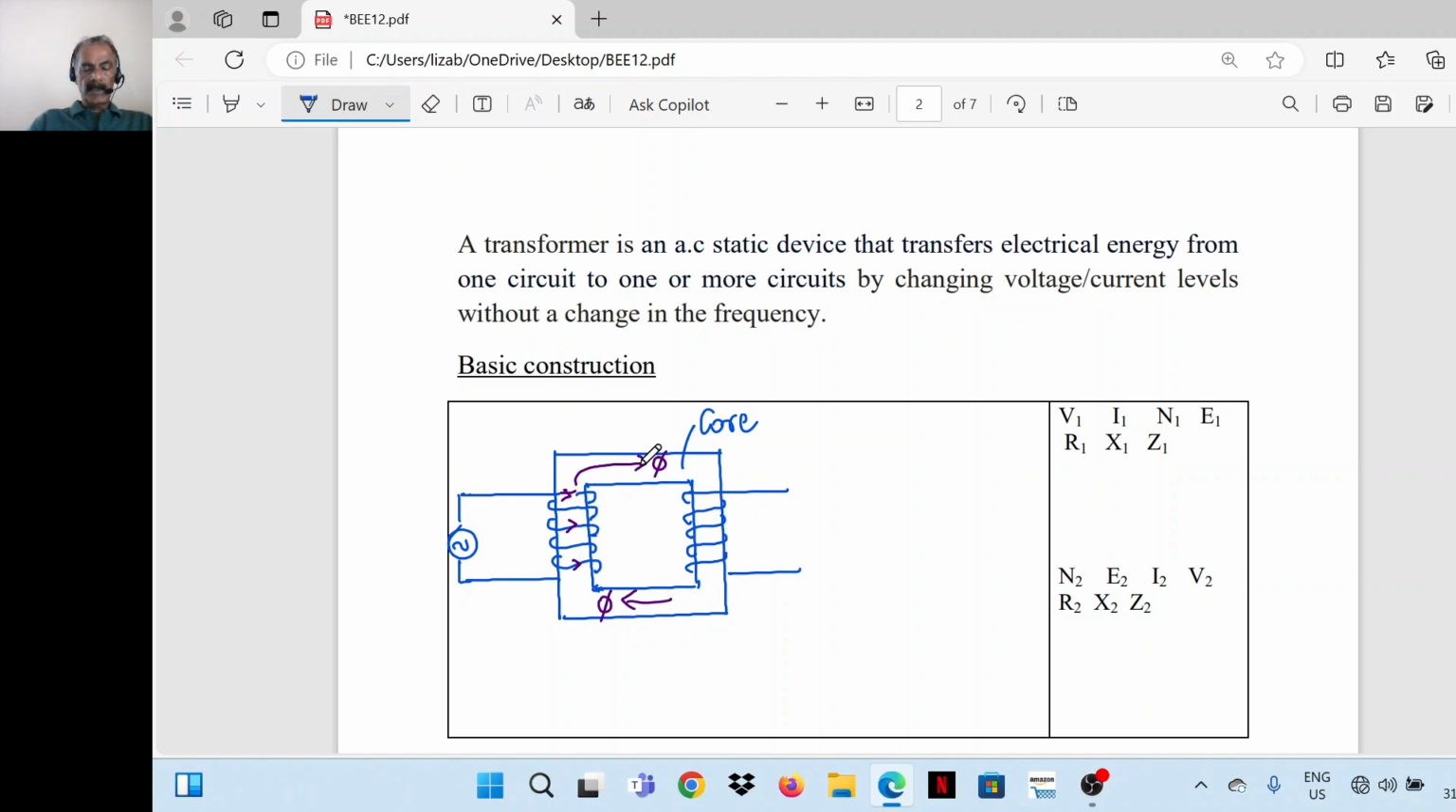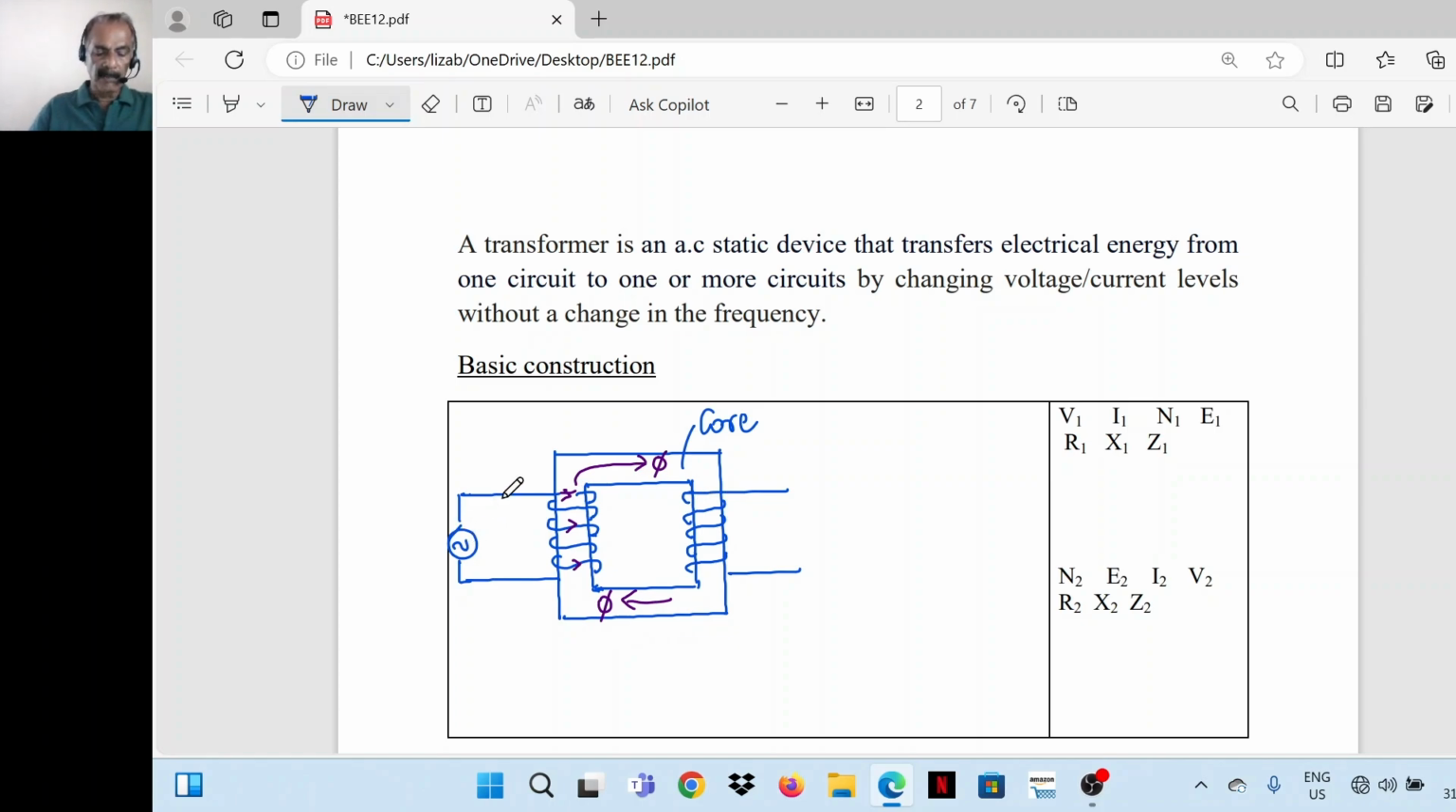Now, the purpose of the core is to provide a tight magnetic coupling between these two coils. Unless the coils are tightly coupled, energy transfer will not be efficient. So the coils should be tightly coupled. There should be proper magnetic coupling between the primary and secondary windings. For that purpose, this core is provided. So here is a primary winding, a secondary winding with terminals kept open, and this is the core.